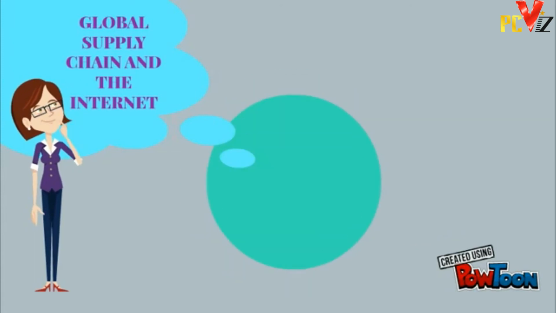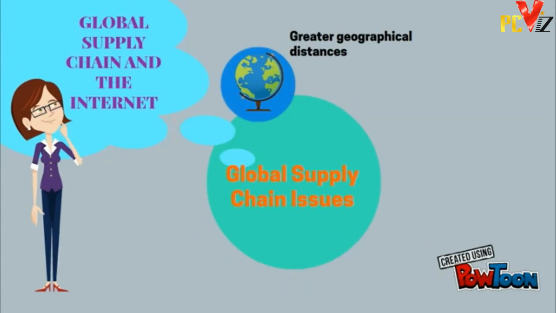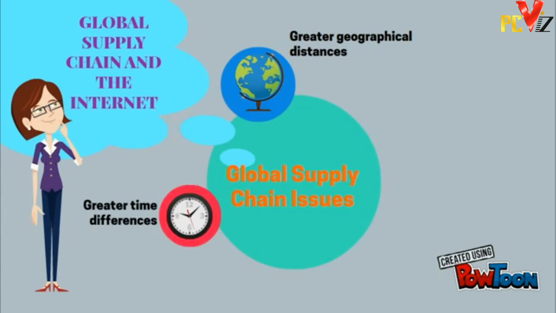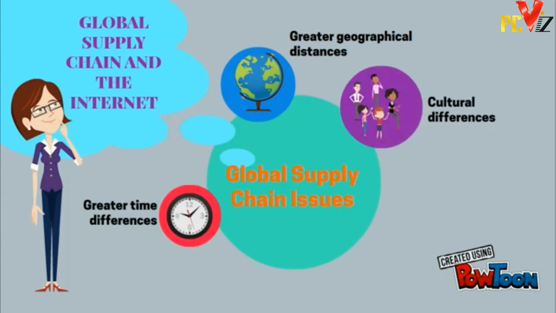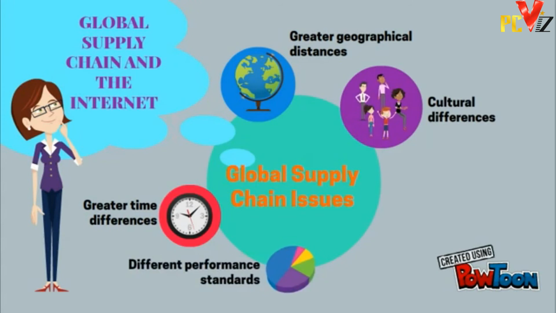Several issues in global supply chain. Greater geographic distances. Greater time differences. Cultural differences. Different performance standards.